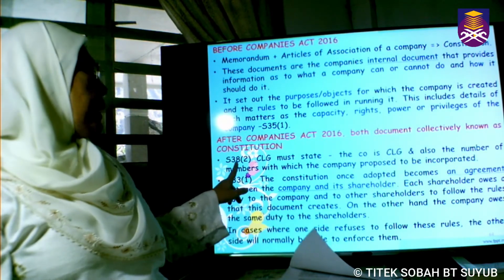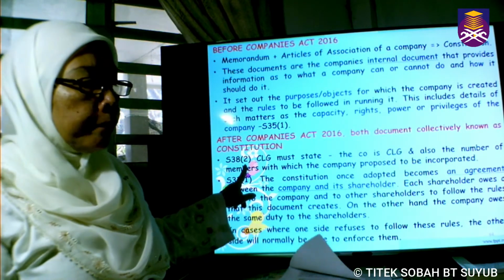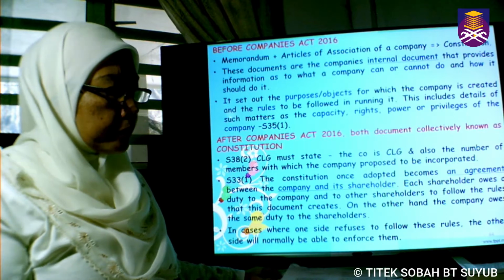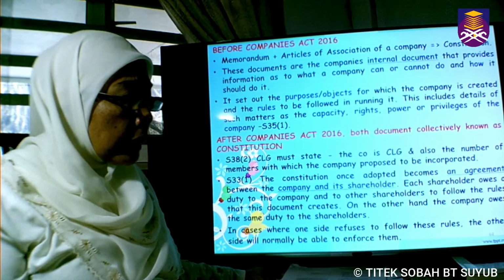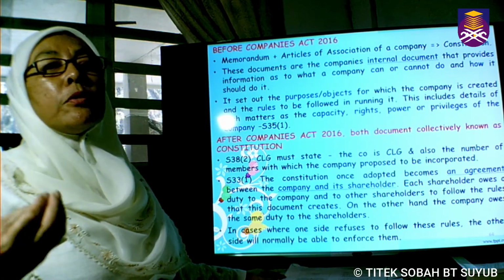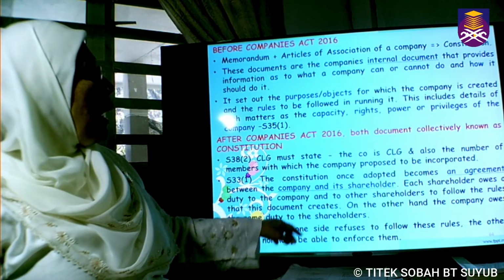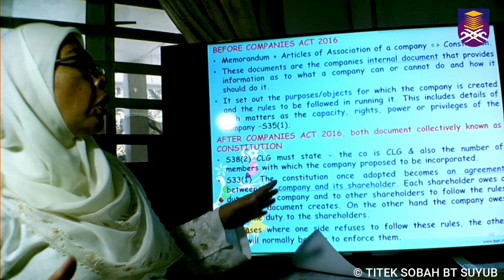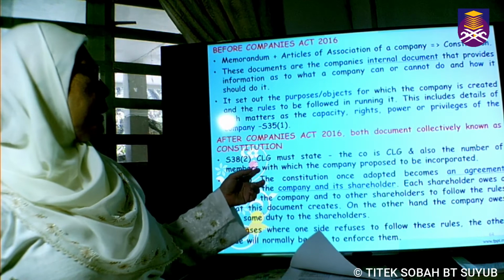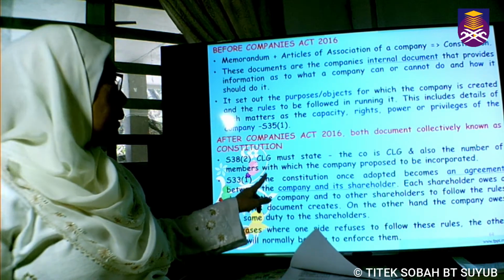Under section 38, subsection 2, it says here that the constitution of a company limited by guarantee must state that the company is a company limited by guarantee, and also the number of members with which the company proposes to be incorporated. We have discussed what actually is a company limited by guarantee.